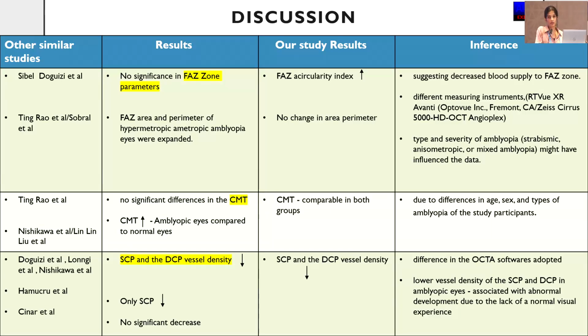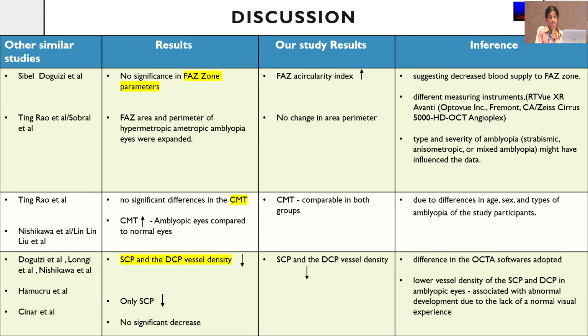And in the study by Tingrao and Sobral et al, they found there is expansion of area and perimeter of amblyopic eyes. So this can be due to the difference in the instruments they have used. We use Swept-source OCT, whereas here they have used Cirrus OCTs. So this can be attributed to the difference in the findings.